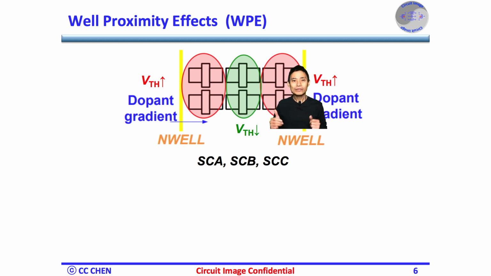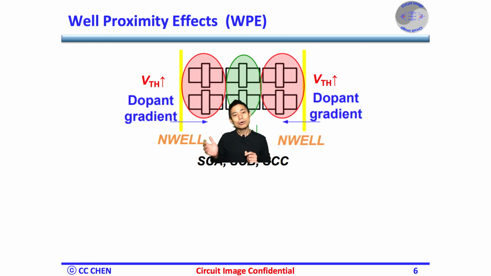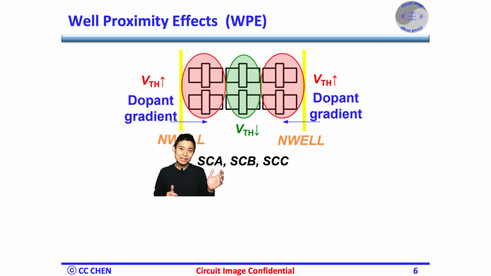Again, hopefully the WPE can be modeled, and the foundry like TSMC has included it in the SPICE model with the parameters called SCA, SCB, and SCC. Similar to the stress effect, you could check either the post-layout extraction netlist or the simulation current and threshold voltage if there's a big difference for poor layout matching.